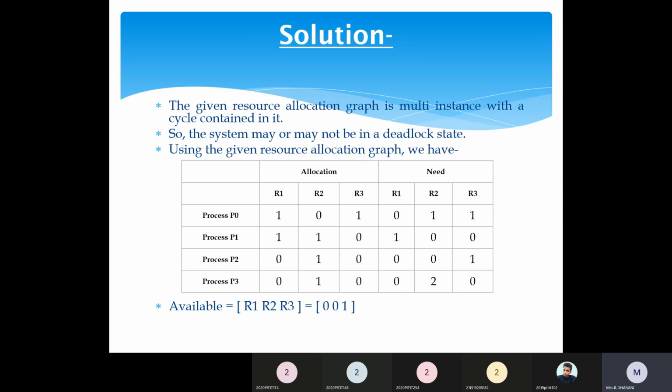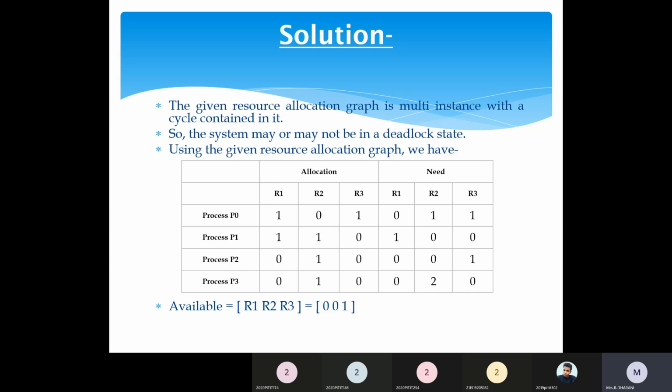So let us see, using a resource allocation graph, we have a current allocation table. How many processes do we have in the RAG? P0, P1, P2, P3, and three resources, R1, R2, R3. P0 is allocated R1 and R3. P1 is allocated one instance of R1 and one instance of R2, and P2 is allocated one instance of R2. P3 is also allocated one instance of R2.